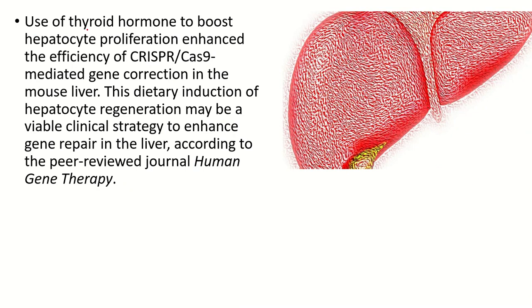The use of thyroid hormones to boost hepatic proliferation enhances the efficiency of CRISPR Cas9 mediated gene correction in the mouse liver. These dietary inductions of hepatocyte regeneration may be a viable clinical strategy to enhance gene repair in the liver, according to the peer-reviewed journal Human Gene Therapy.